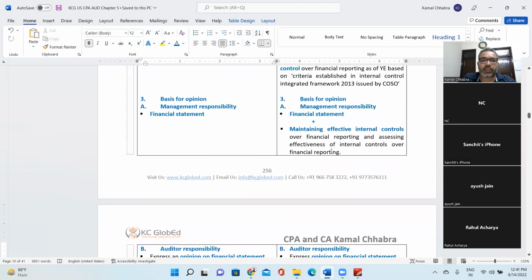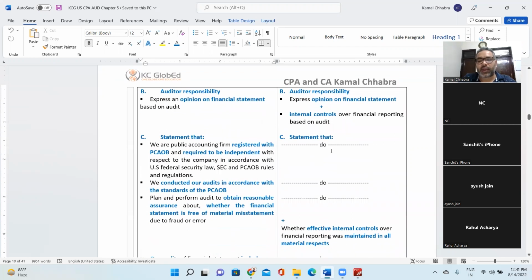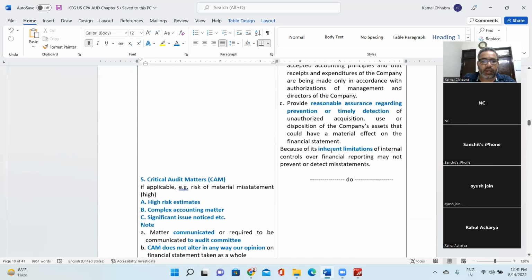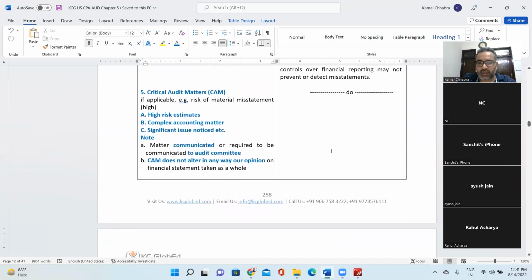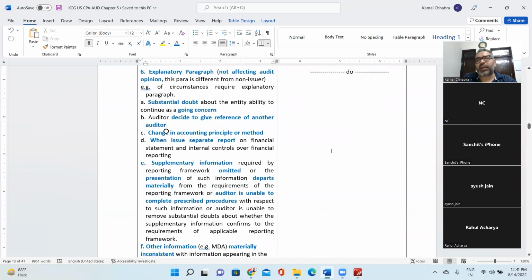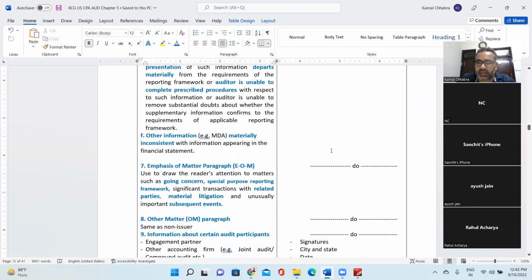Within the basis of opinion paragraph, we have management responsibility, auditor responsibility, and a couple of statements which are mandatorily to be there, which we have discussed in detail. After that is the critical audit matter paragraph, which you need to add. And then, if any paragraph requires an explanatory paragraph, you'll be adding it. So that is optional, it's not mandatory. But the critical audit matter paragraph is kind of mandatory now.